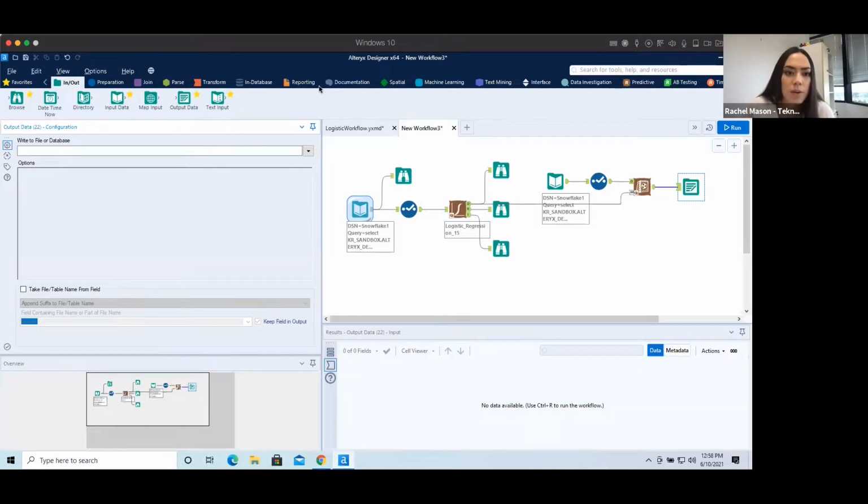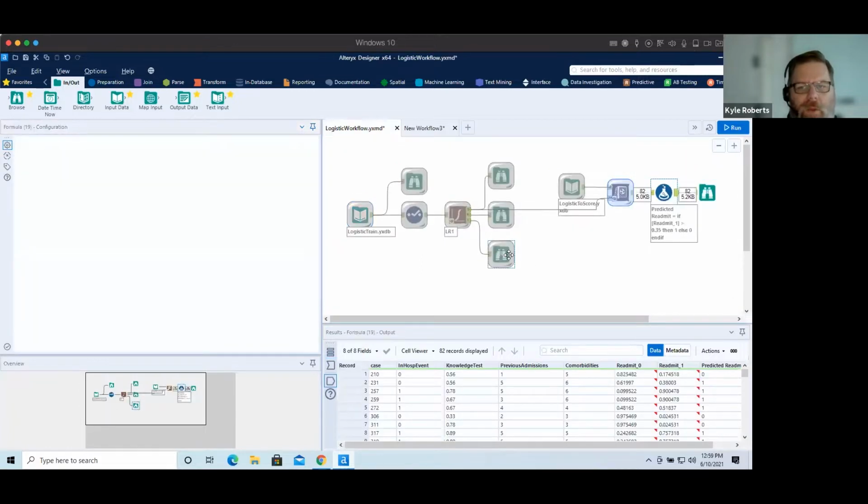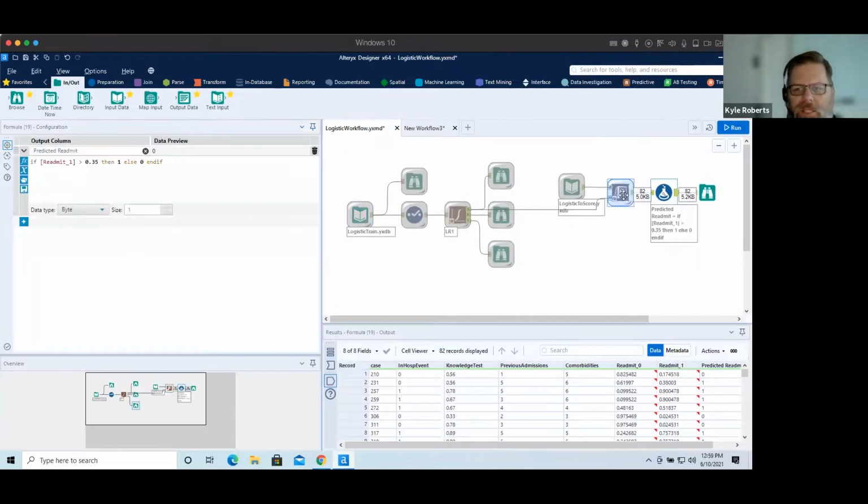So one question is, can you explain how Alteryx has taken a trained data set and test data set? Is the score tool being applied on a test data set? Yes. So the score tool in this case is being applied on that testing data set.